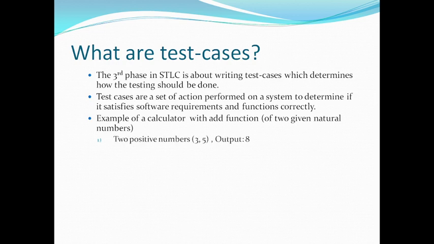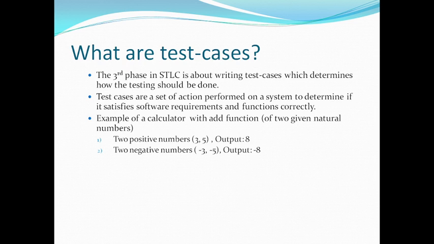So the first case is we add two positive numbers. We'll test the calculator by providing it two positive numbers. So if we add 3 and 5, we should get the output as 8. Now, do we have any other possibility? Yes, we can add two negative numbers. So in this example, if we add -3 and -5, we should get output as -8. So we have mentioned two scenarios, two test cases.